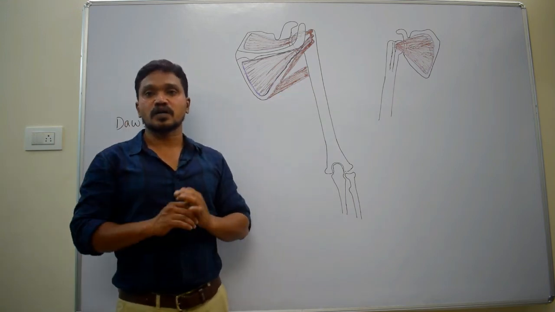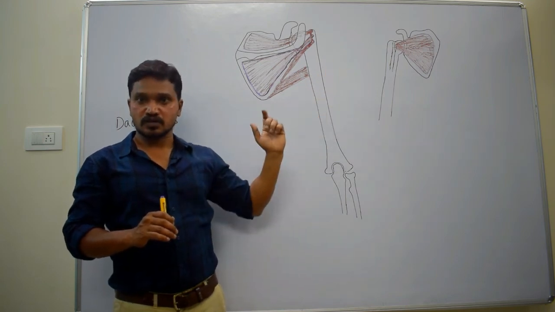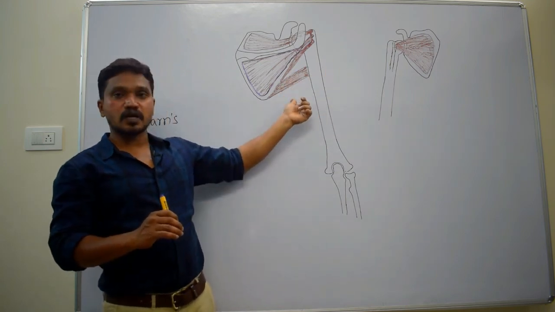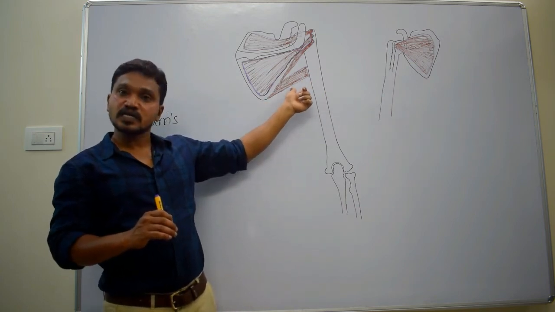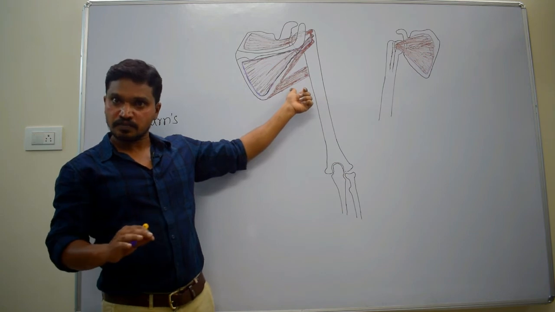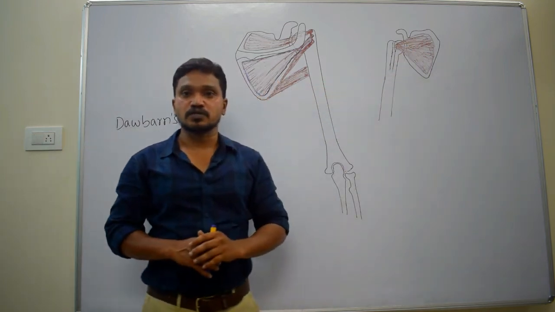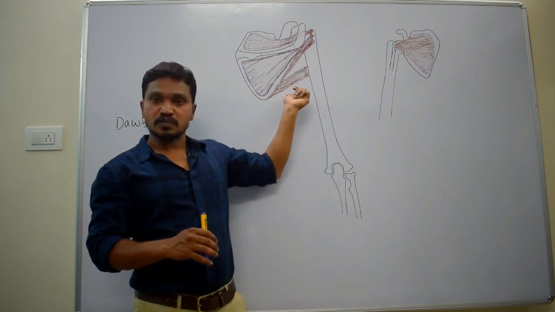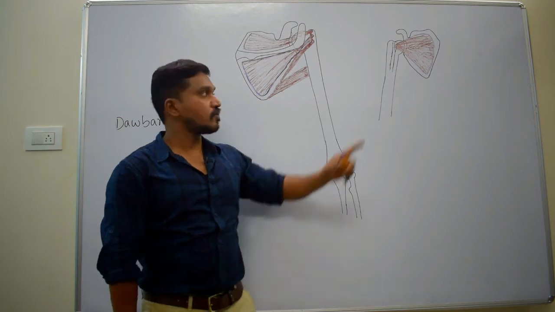Lower subscapular nerve. Subscapularis muscle is supplied by both upper and lower subscapular nerves. But the lower subscapular nerve is not only supplying the subscapularis muscle, it is also supplying the teres major muscle. Clear? Then what is the action of subscapularis muscle? Same as teres major, it is an adductor and medial rotator of the shoulder joint.